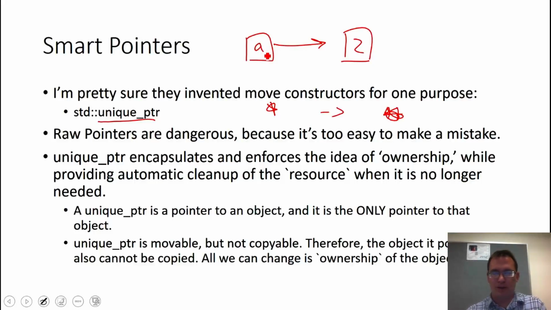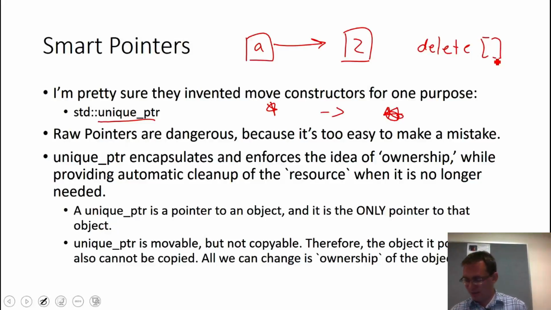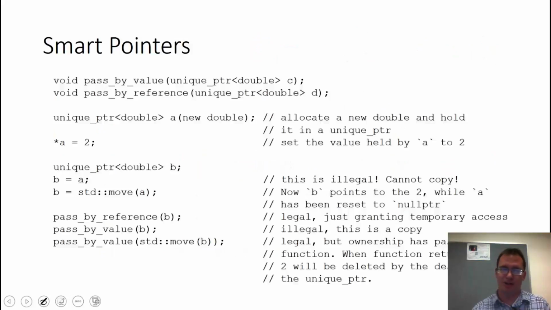Now, it's called a unique pointer because the way the rules of the ownership work is that it can be the only pointer pointing to it. And it owns it, and it's in charge of it. And when it's time for it to go, it will delete it for you. So you don't actually have to call delete at any point, because the destructor of the unique pointer will do that. A unique pointer is movable, but it is not copyable. Therefore, the object it points to also cannot be copied. All we can do is change the ownership of that object.